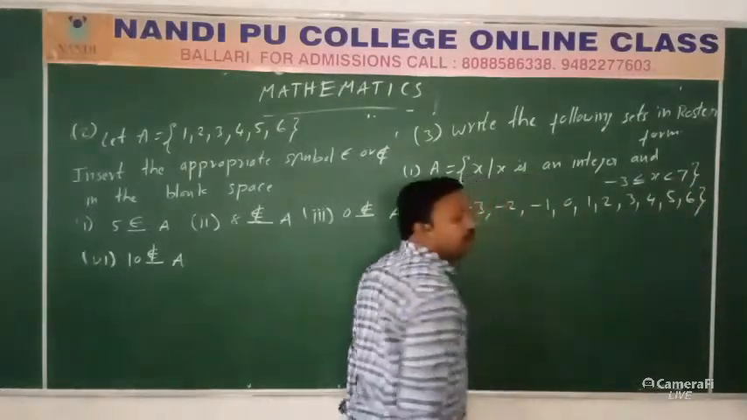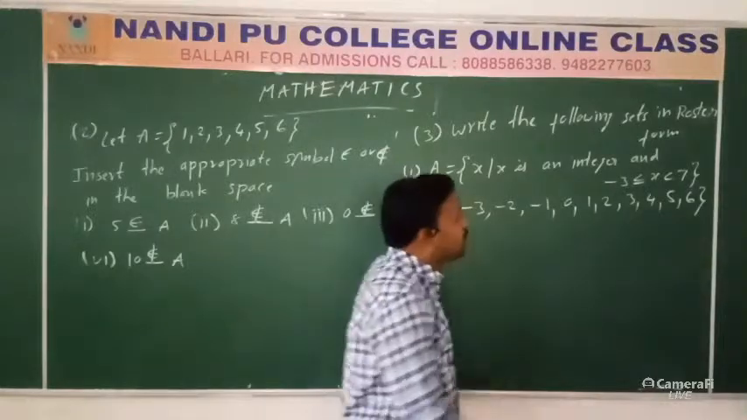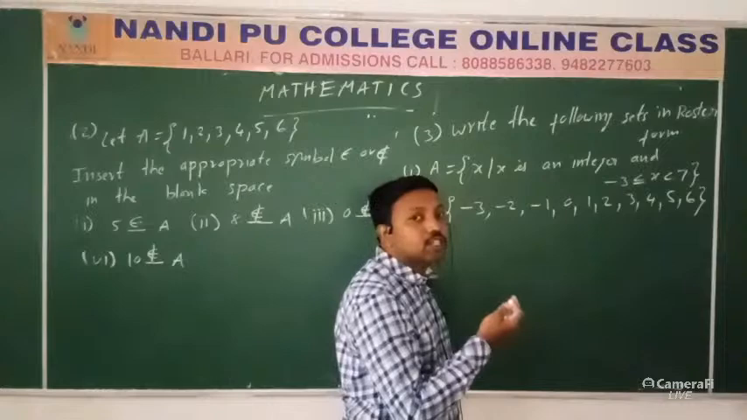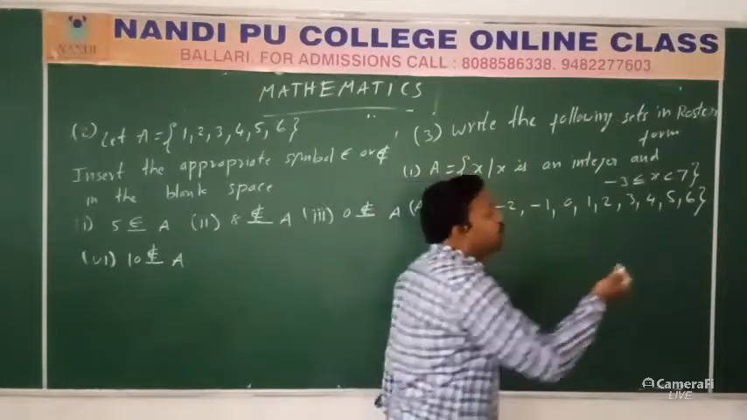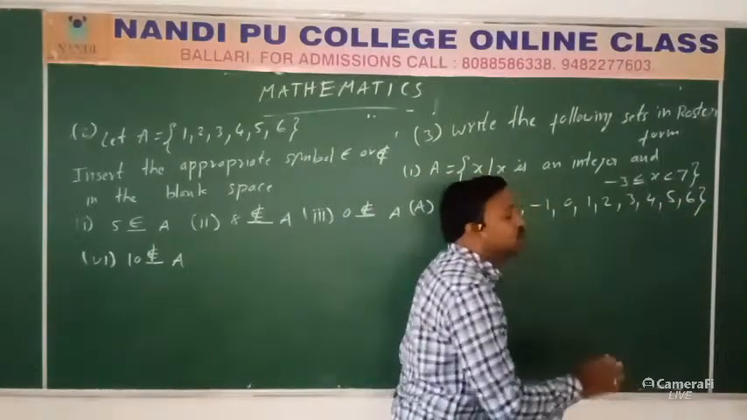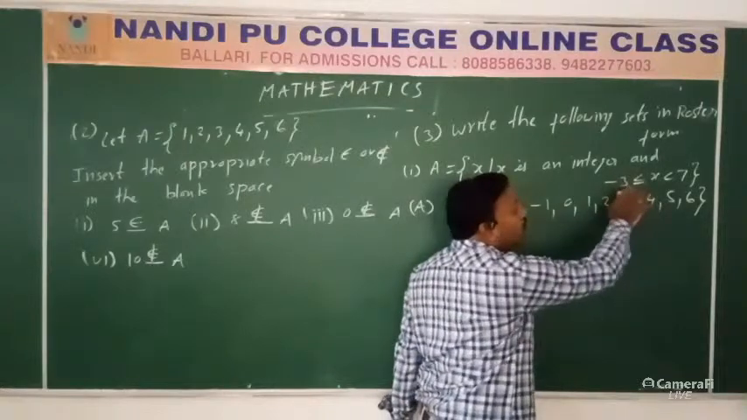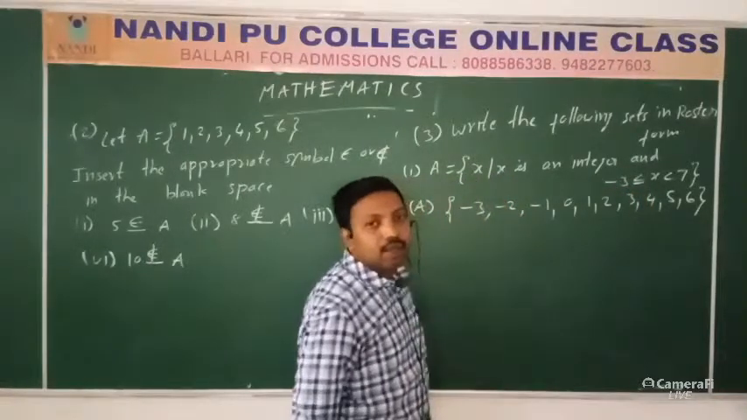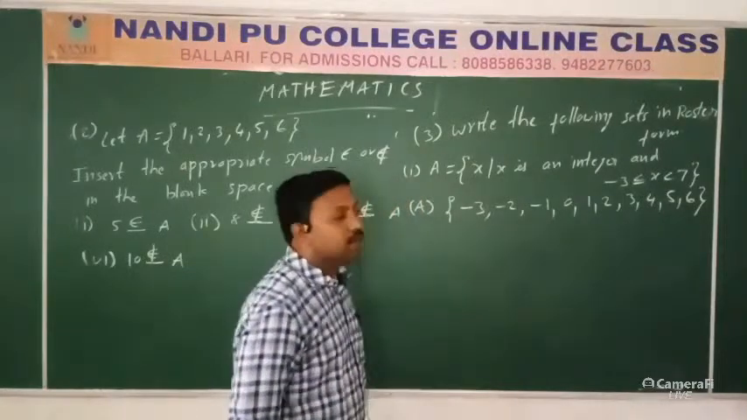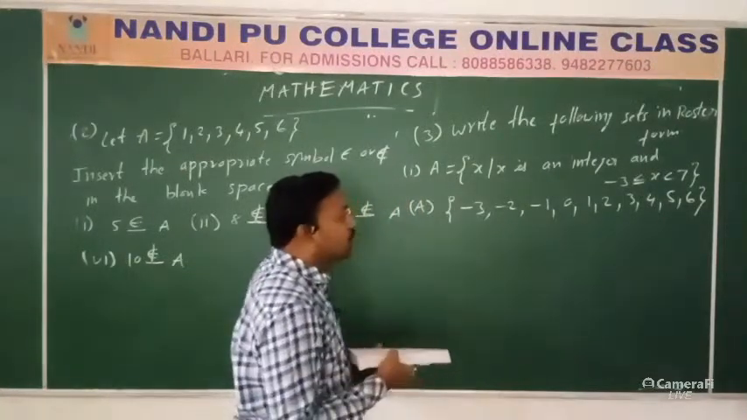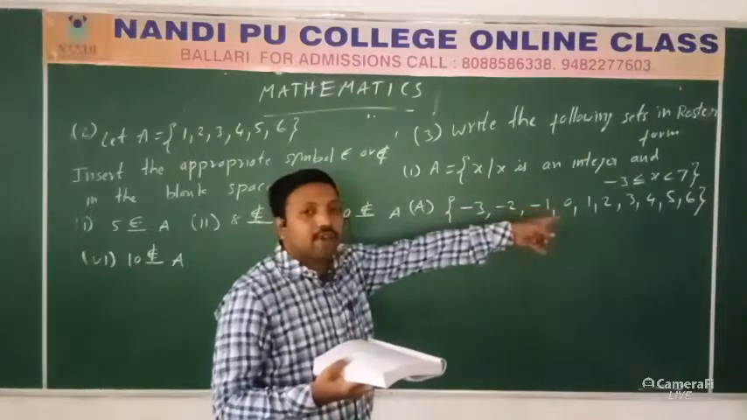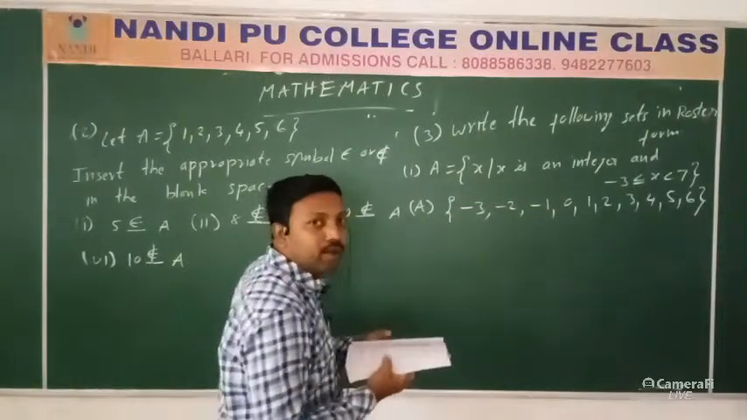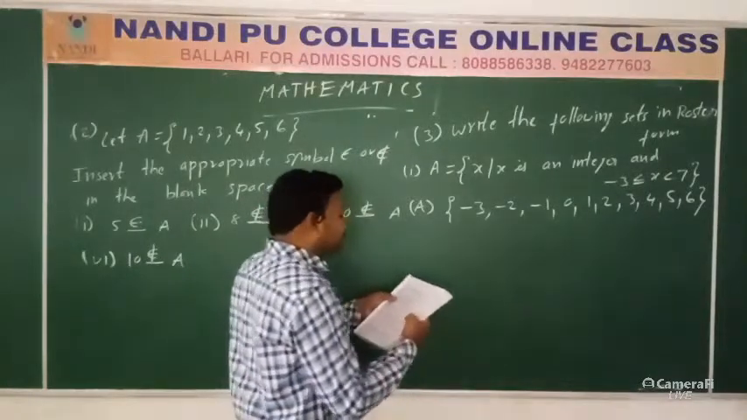You should not take 7. Why? Because x is less than 7. So the x value must be less than 7, and the number less than 7 is 6. Here the equal to symbol is also there, so we have to start from the number minus 3. So these are the integers which satisfy the given condition, minus 3 less than or equal to x less than 7.